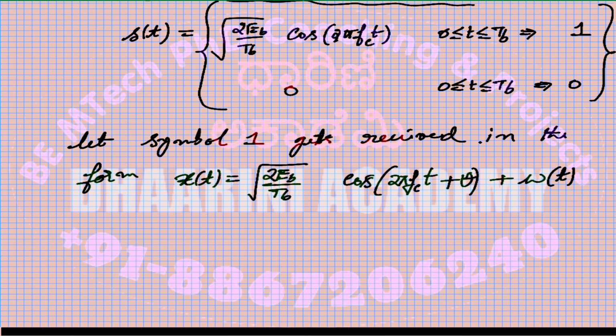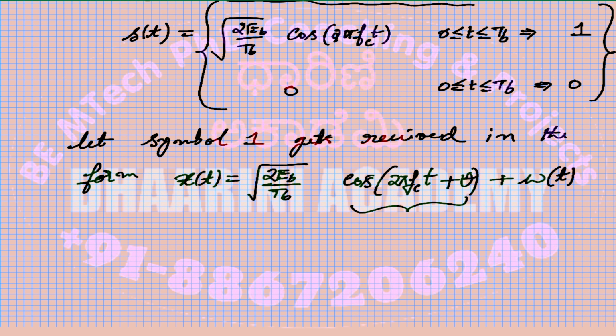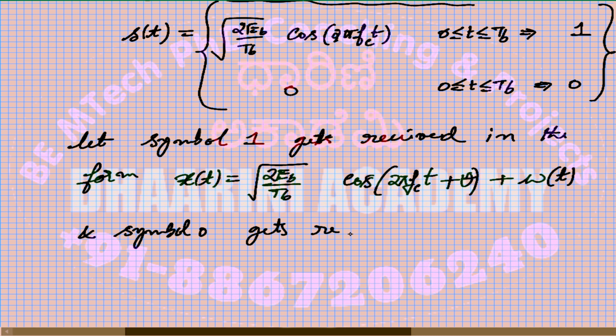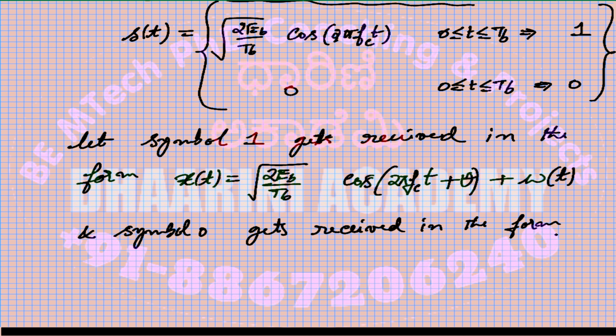When the symbol sent is 0, I'm not sending anything, so the signal term becomes equal to 0. Only w of t will be received. So symbol 1 gets received in the form above, and symbol 0 gets received in the form x of t is equal to w of t.